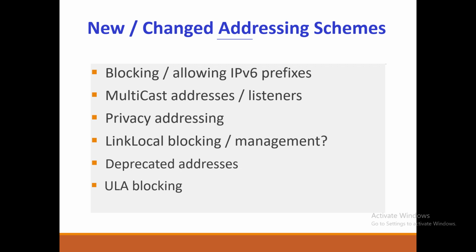You have to think, do we want to block multicast also? What about privacy addressing? Are you going to handle it? Are you going to block it? Are you going to allow it? And then if you're at the endpoint, if you're within your own network, are you going to think about link local? And do you want to just let that go freely? Is there any part of link local that you want to block?